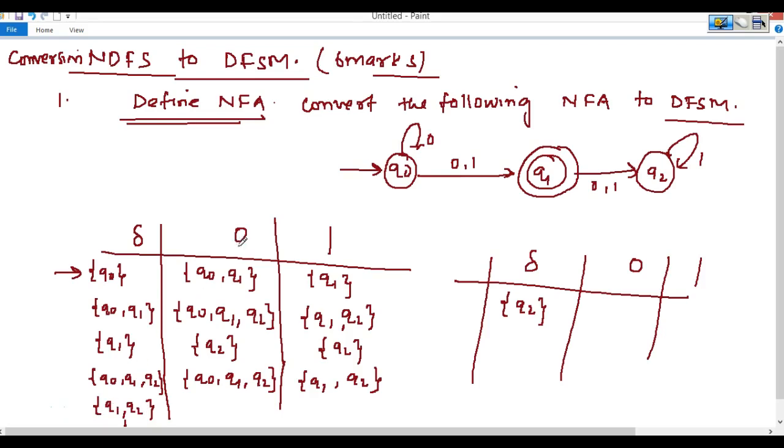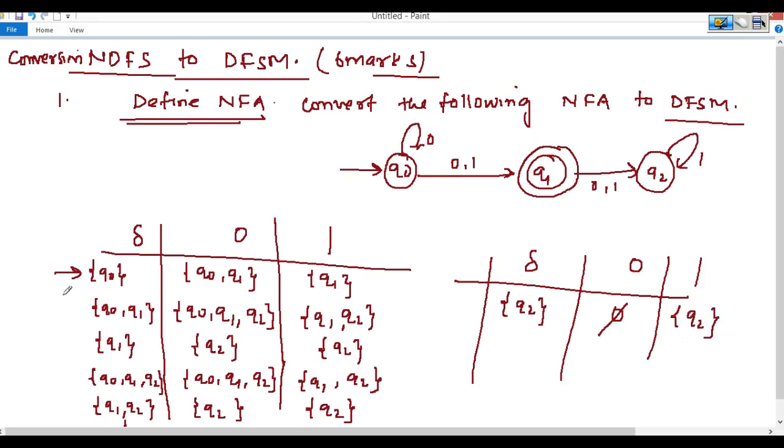Again we look at Q1 on 0. It goes to Q2, and Q2 on 0 has nothing, so it stays as is. Q1 on 1 goes to Q2, and Q2 on 1 also goes to Q2. Q2 is already written, so no need to write it again. Now Q2 on 0 is nothing, so you write phi, and Q2 on 1 is Q2. So this is your DFA.